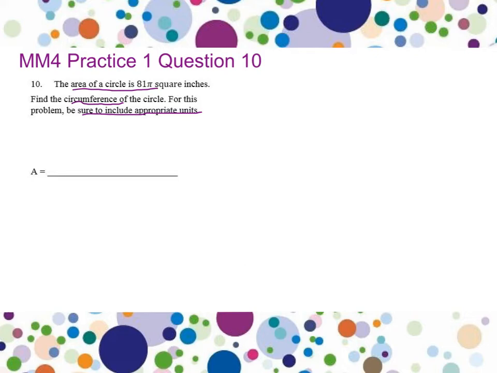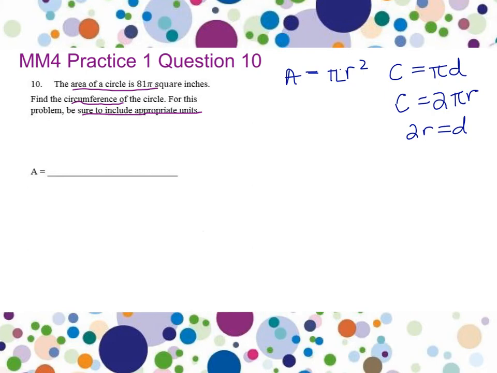So we need to recall our two important equations, that area is equal to pi times the radius squared, and that circumference is equal to pi times the diameter. Another way of writing that is that circumference is equal to 2 times pi times the radius, because we know that it takes 2 radii to make a diameter, so 2 times r equals d, or we could divide our diameter by 2 to get our radius.